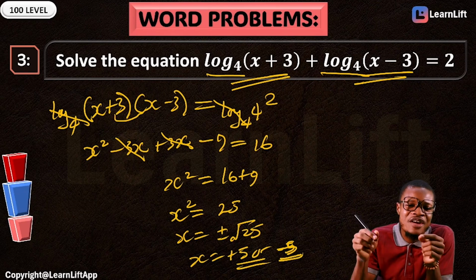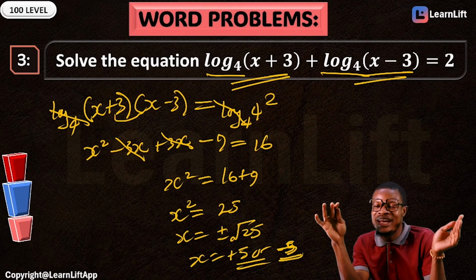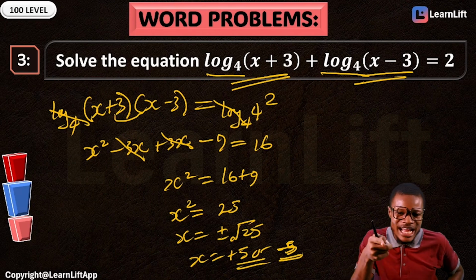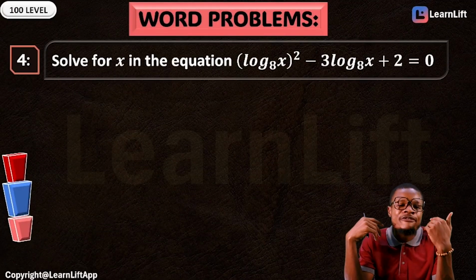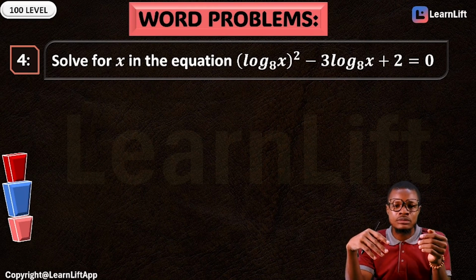Are you seeing it now? Very, very tight. Very, very simple. Very, very what? Direct to the core. Look at the next question very fast. Question 4. In question 4, solve for x in the equation.